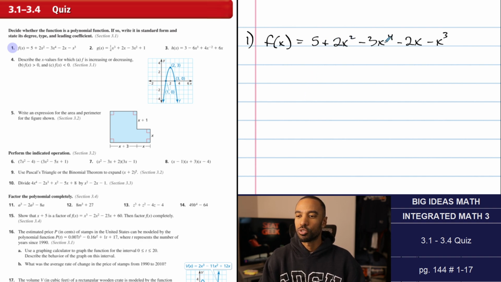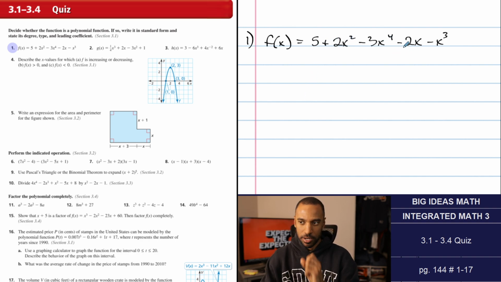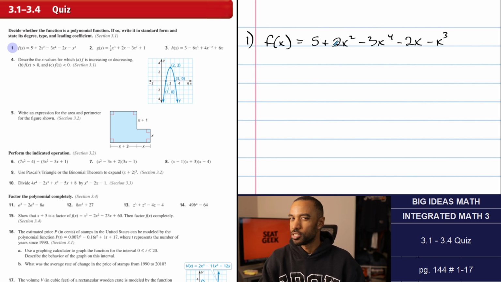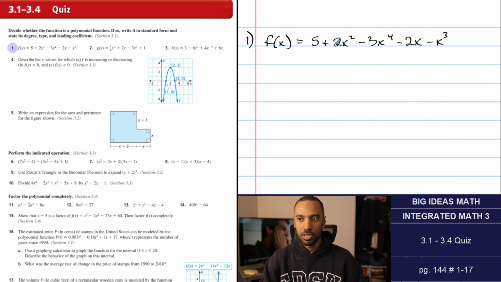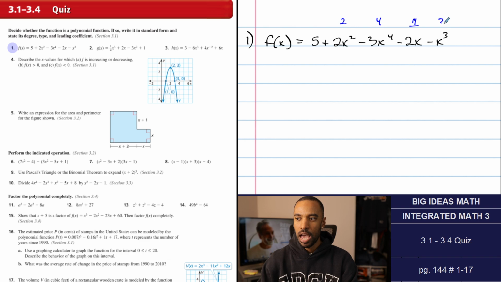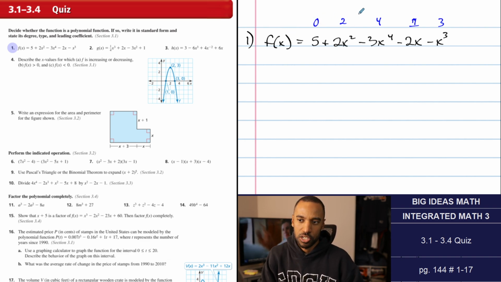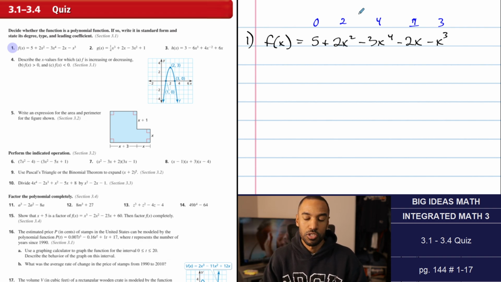All right, f of x equals 5 plus 2x squared minus 3x to the fourth minus 2x minus x cubed. Our goal is to get this in standard form. That's the first thing, and that can help answer anything else we need. We look at the exponents. For example, this x is squared, that's degree 2. This x to the fourth is degree 4. There's an implied 1 right there, that's degree 1. This is degree 3. How about this constant? It's degree 0. You could imagine if there was an x attached to it, it would be x to the 0 power, and x to the 0 power is 1.